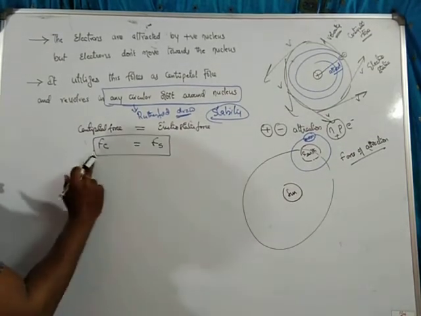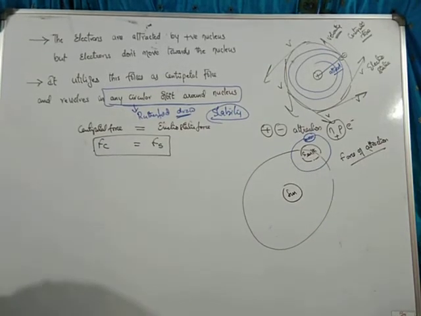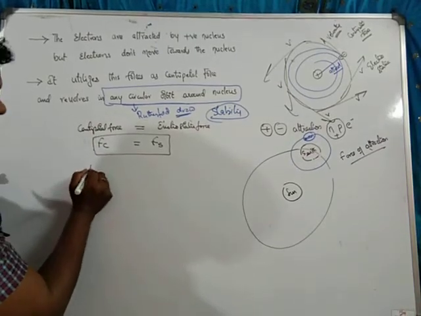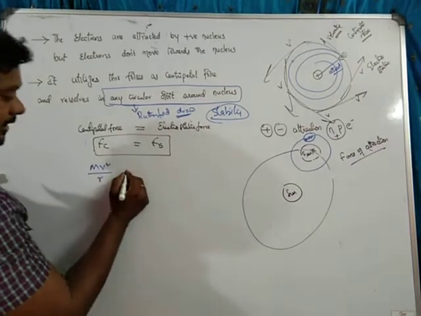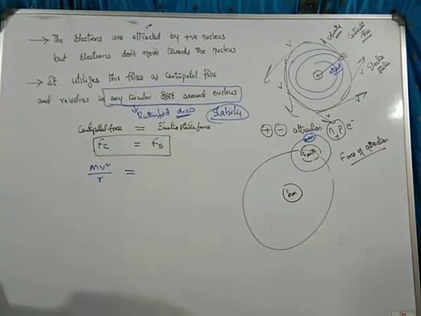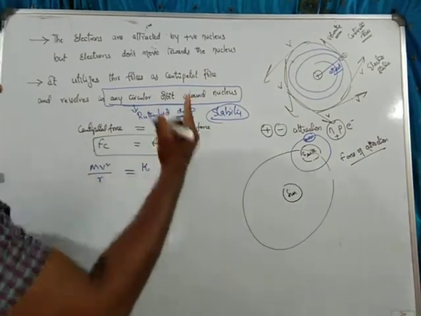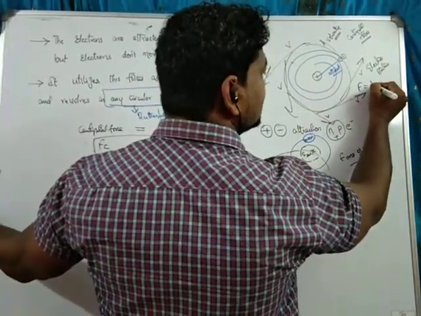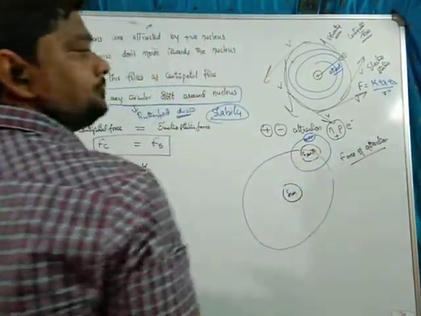Here we get the expression Fc equals Fs, that is, centripetal force equals electrostatic force. What is the formula for each? Centripetal force means mv square by r, equals the force between the nucleus and the atom. The atom will be any metal. So what will be the formula for electrostatic force? Force equals K Q1 Q2 by R square.